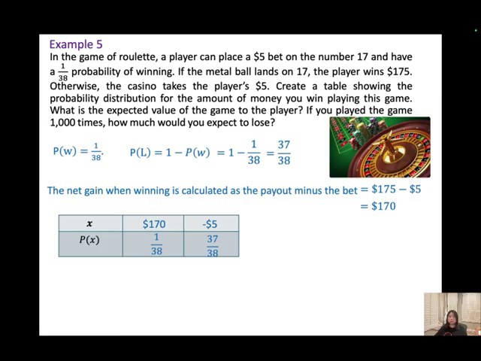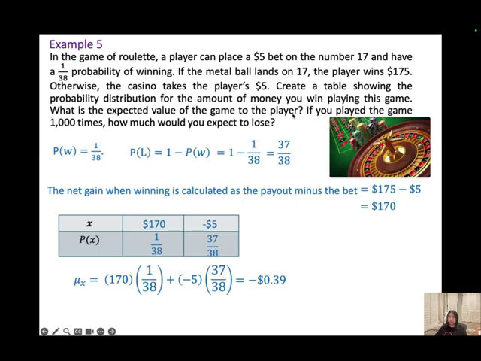Now let's find the expected value. It means the mean, right? So we're going to apply the formula: 170 times the probability plus negative 5 times the probability. You're going to get negative 0.39 dollars. Remember we said if you find the expected value equal to 0, then this is a fair game. So obviously this is not a fair game.